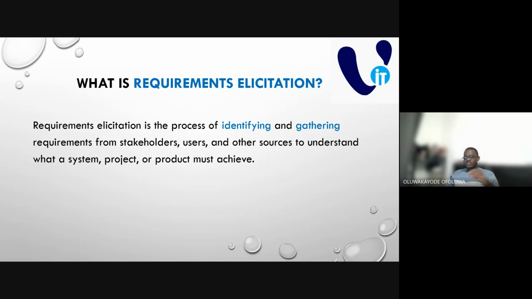So you notice the two crucial actions there. Number one, identifying, and the second, gathering. Identifying means recognizing what is needed, while gathering involves actively collecting inputs from various stakeholders. So for instance, if we are designing a customer support system, identifying means knowing what the customer service team needs, while gathering here means collecting input from different departments to ensure all requirements are covered.